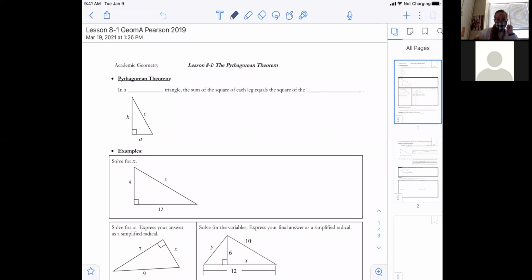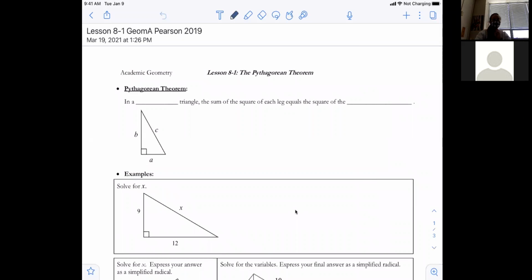So we are looking at 8.1. We're learning about the Pythagorean theorem today, which we've done before in here, and I know you guys have done before as well. So hopefully this will be a pretty easy lesson. Chapter 8 is all about right triangles, and so that's why we're starting with the Pythagorean theorem.